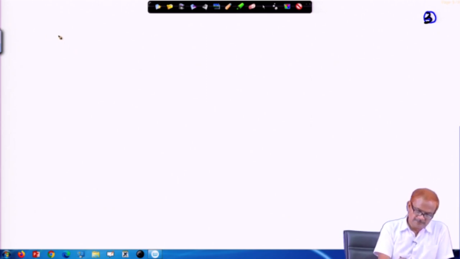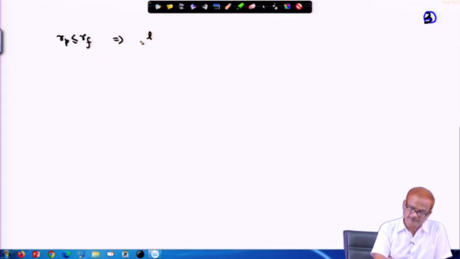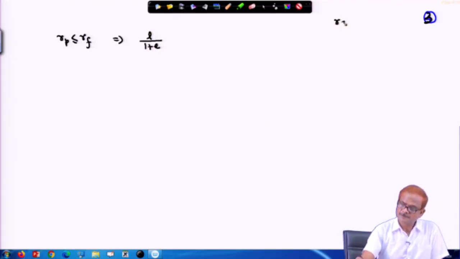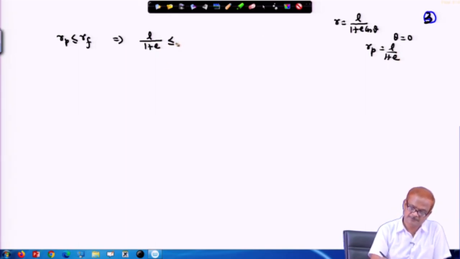Okay. So, once we have got that r p is less than r final, and r perigee, we know this quantity will be l by 1 plus e cos theta at perigee, theta equal to 0, and therefore, r perigee becomes l by 1 plus e, as we have done earlier. So, this quantity will be less than or equal to r f. We divide both sides by r I. This becomes l by r I into 1 plus e is less than r f divided by r I.